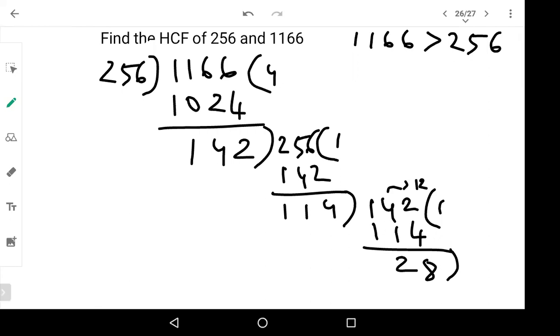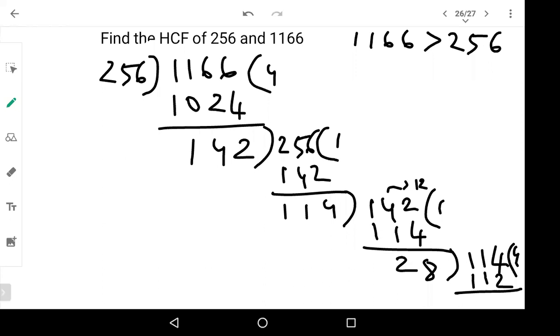Okay. Next, 114. Now, which is the table that we will check? 28 twos are or 28 fours are? We can go with 28 fours are. Yeah, HCF is 2. Very good. 28 into 4. 28 fours are 112. So what is the remainder that we get?